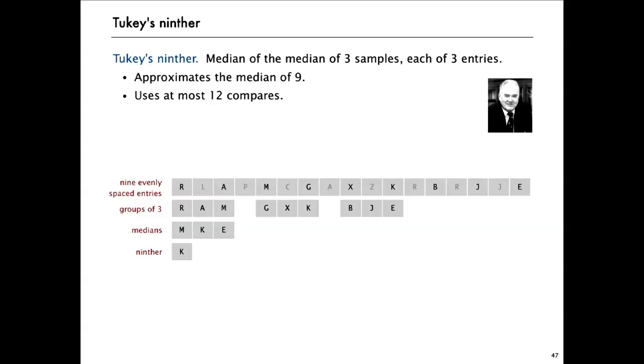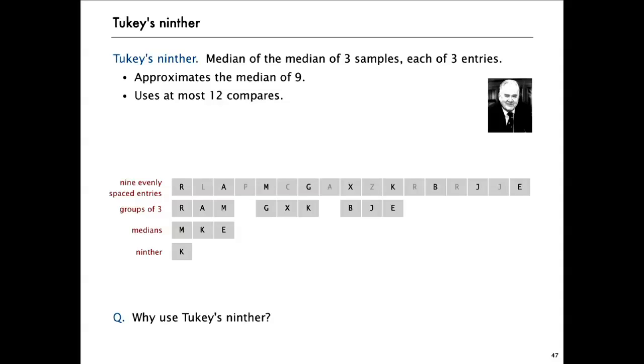And Tukey's ninther is just pick 9 items out of the array and take the median of the medians, and that's the ninther. Very inexpensive, and they had macros to do this, so it used not too much cost to find a partitioning element that's much closer to the middle than if you used a random one.